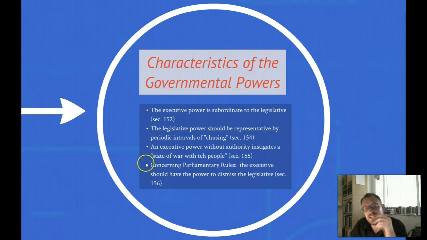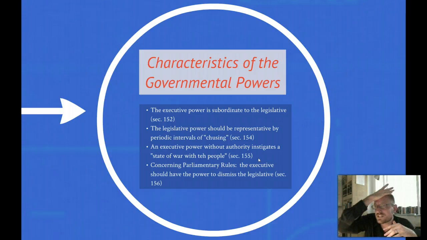The next thing here is that an executive power without authority instigates a state of war with the people, right? That is, an executive power that acts without legitimacy from the legislative is actually creating a state of war with the people. So that means that the executive, in his view, can't just act by fiat, right? And it's interesting, since this has existed for a while in the United States, but especially after George W.